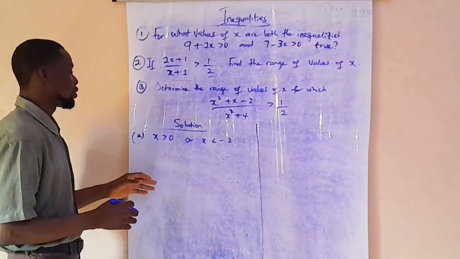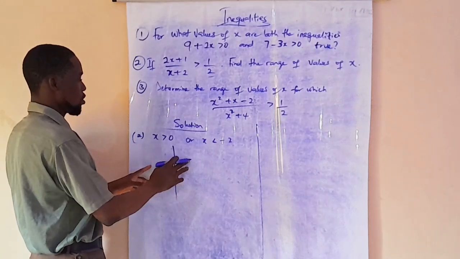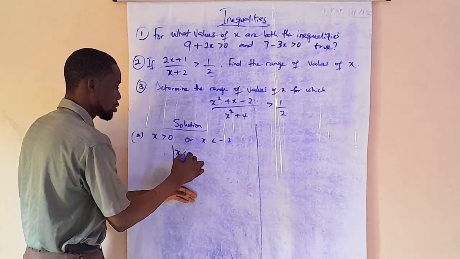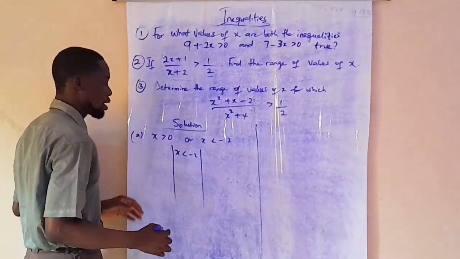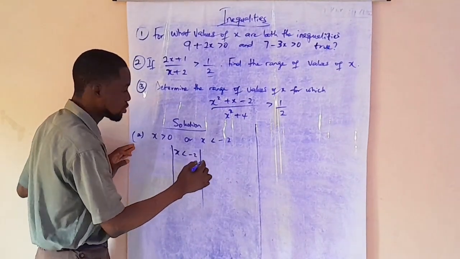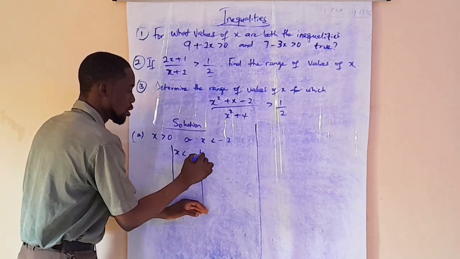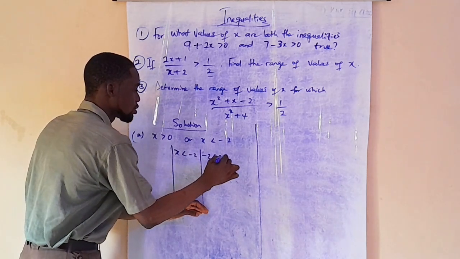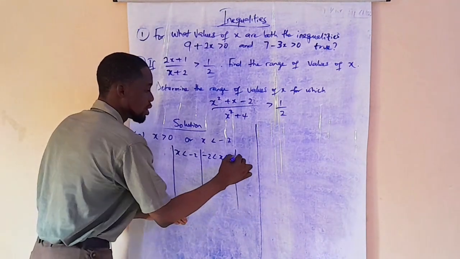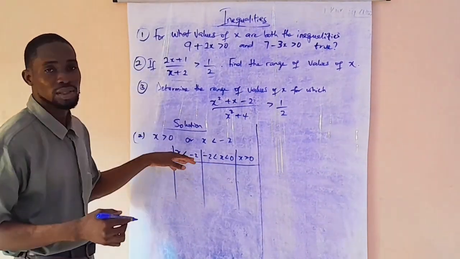Very simple. The first thing I have to do is to draw a table. For x less than minus 2, I mean. So in between, I'm going to have a range of values for x, starting from minus 2 to be less than x to be less than 0. And finally, I'm going to have x greater than 0. Now, you might ask how I got these table values.